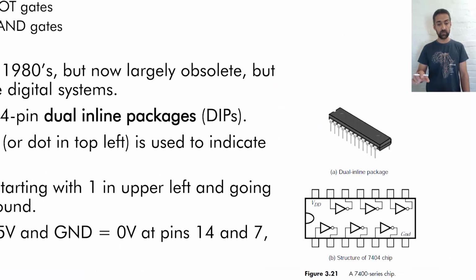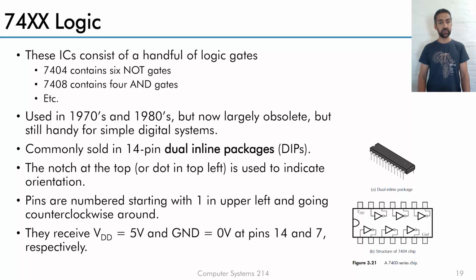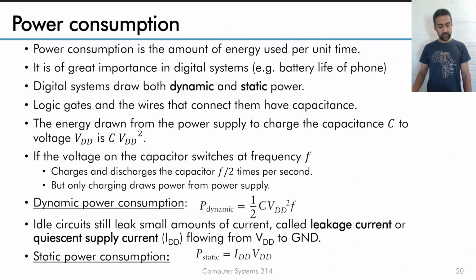And many of you will do that the wrong way around, and then the smoke will come out and we will have lost a chip. Please don't do it. So pin 14 will be your VDD and pin 7 will be the ground pin. Let's quickly look at power consumption before we get to the end.